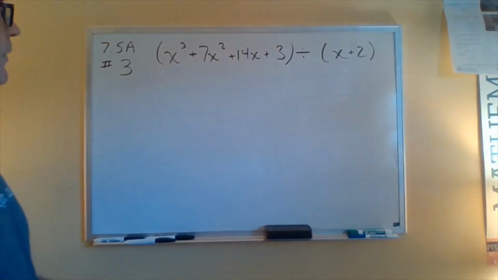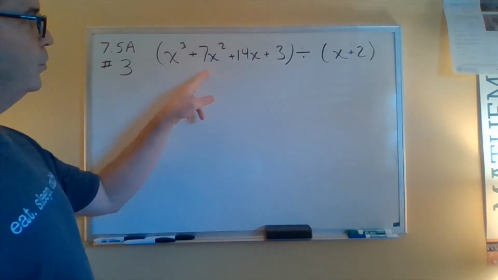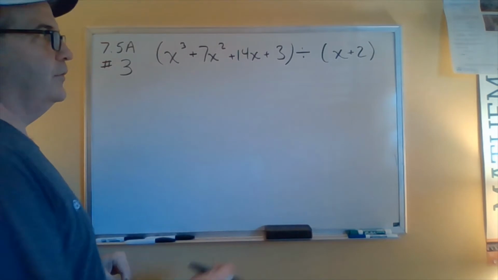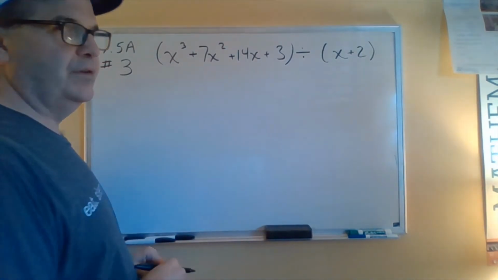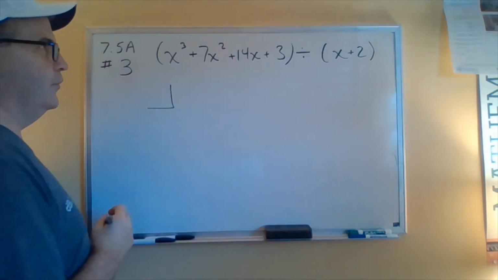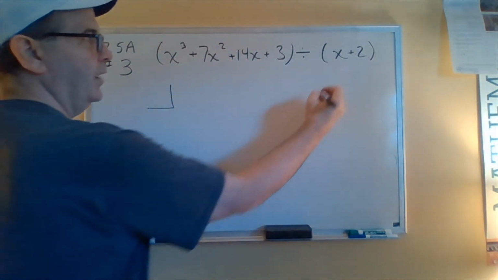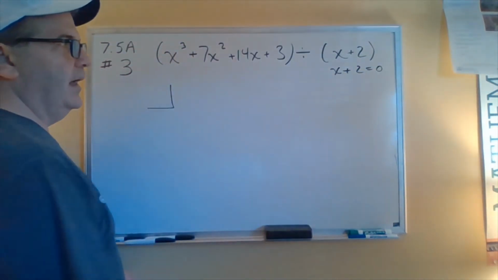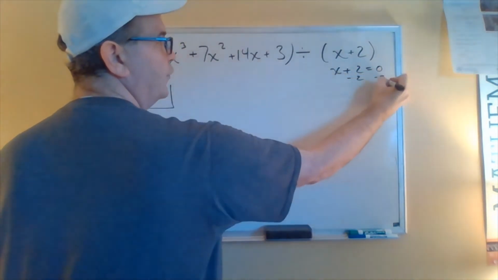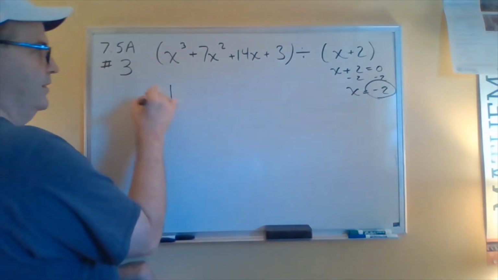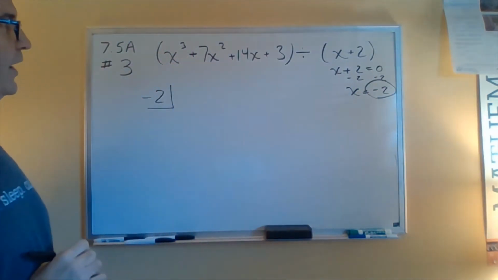In number 3, I'm given the polynomial x cubed plus 7x squared plus 14x plus 3. And I'm asked to divide that by x plus 2 using synthetic division. So using synthetic division, I will put my little divisor box over here. What number am I going to put in that box? Well, I have to set my divisor equal to 0 to find out. If I subtract 2 from each side, I'll get x equals negative 2. And that is what I put in my divisor box.